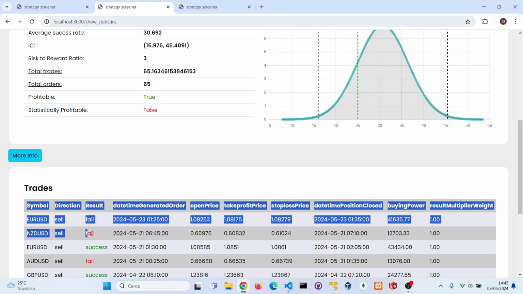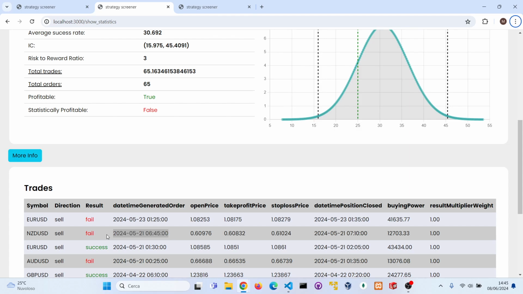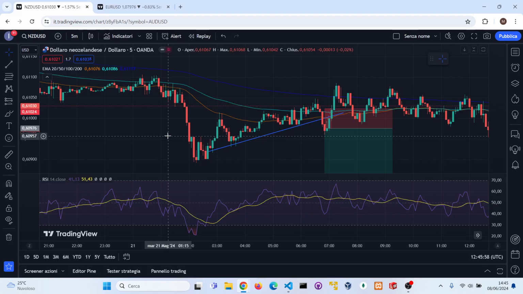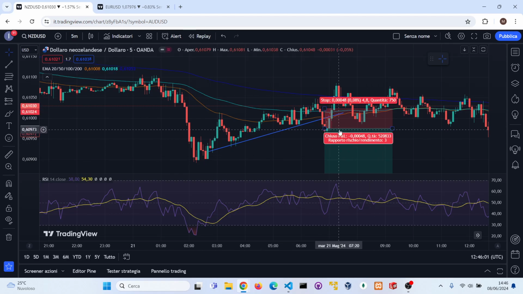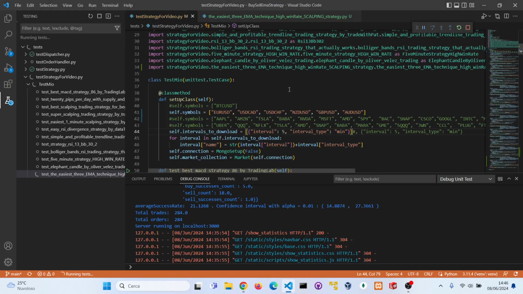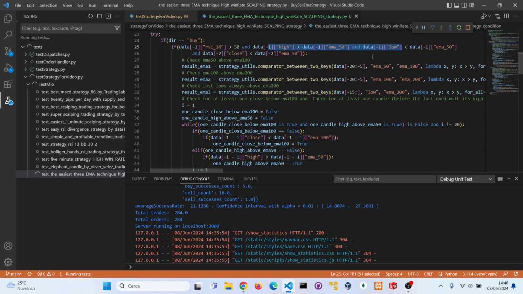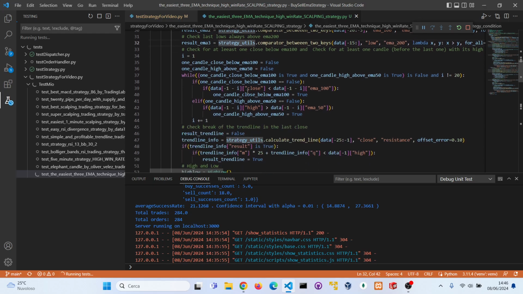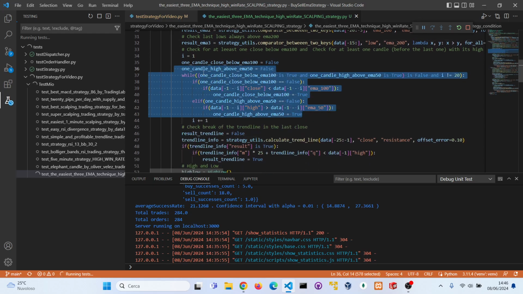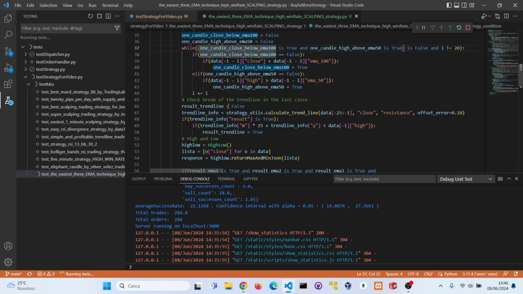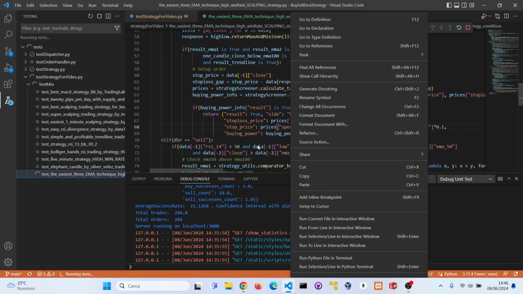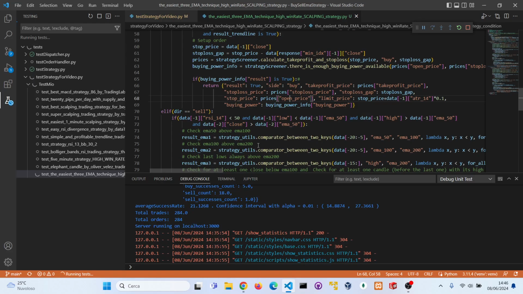Now let's see another example on the NZD. It was here, and as you can see, it was a fail again. The card of the strategy is this. As you can see, I'm checking the RSI and that the candle closes below the EMA 50. Then I'm checking the condition on the EMAs, the rebound on the EMA 100 and the break of the trend line. And here are the conditions for the sell.